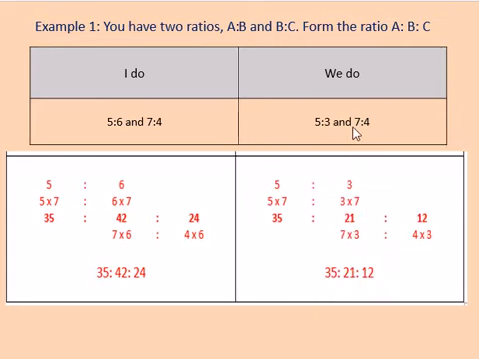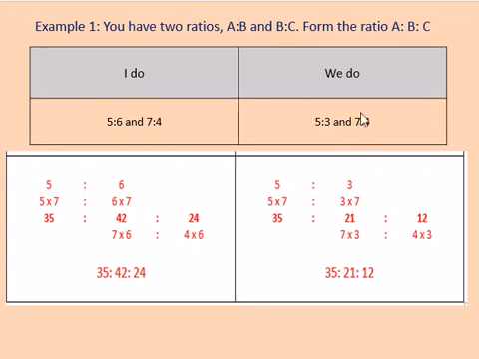Okay, so 5 to 3 and 7 to 4. Remember that in the first ratio, this 3 represents B, and in the second ratio, this 7 represents B. And we need to get these two to a common number, a common multiple, so we can compare A and C. So if we multiply the first ratio all by 7, we get 5 times 7 equals 35. 3 times 7 equals 21. So the first ratio is now changed to 35 to 21.